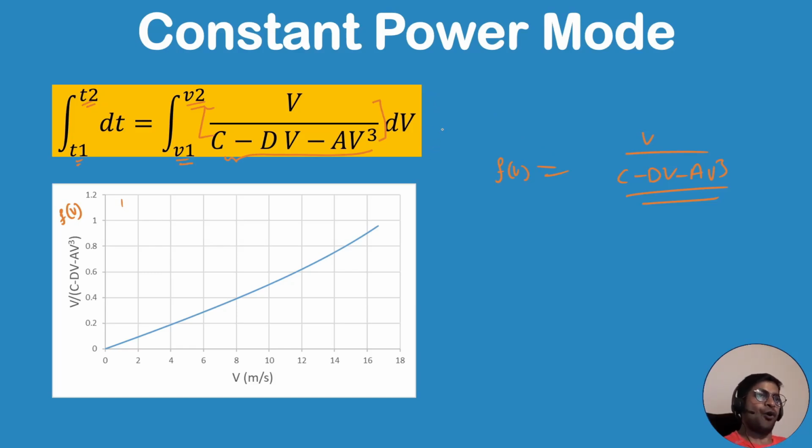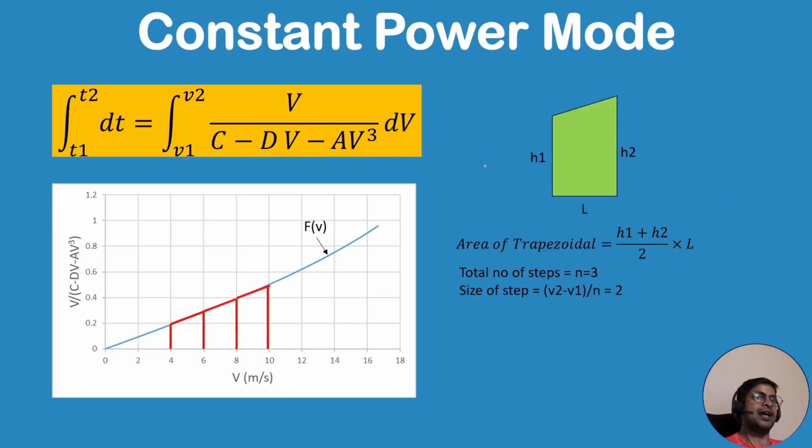So what is that approximation? Here we are going to do area under the curve. So let's assume I am going to integrate from vehicle speed 4 meter per second to 10 meter per second, and the step size here I have taken 2: 4 to 6, 6 to 8, and 8 to 10.